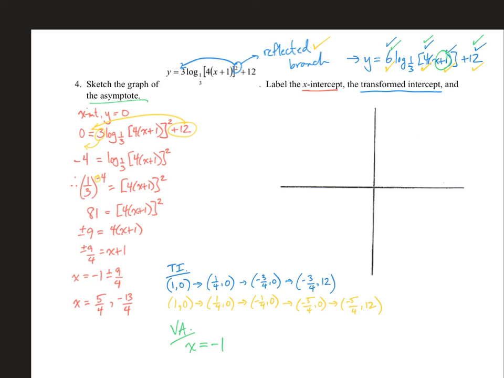Okay, we are back. And so the first thing I'm going to put on is my vertical asymptote at x equals -1. I then have two x-intercepts. One that's at 5/4, so that's a 1 1/4. So I might be somewhere out here. And I'm also going to have another one at -13/4, so like -3 1/4, so -3 and a bit. Maybe made that one a little wide.